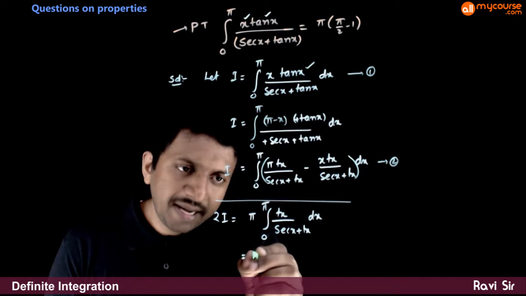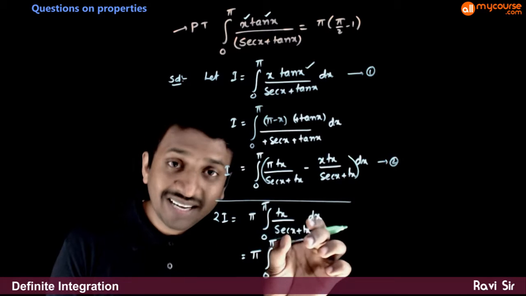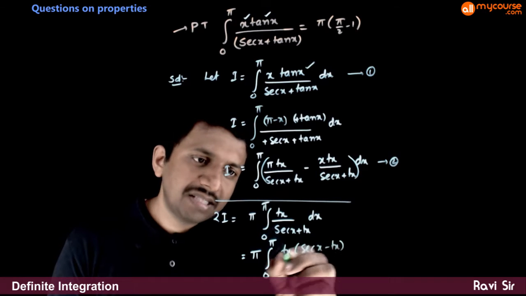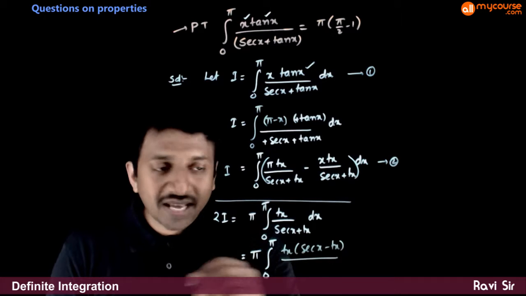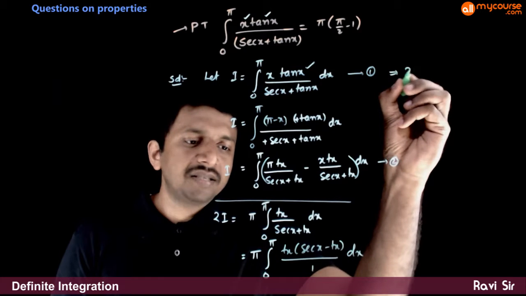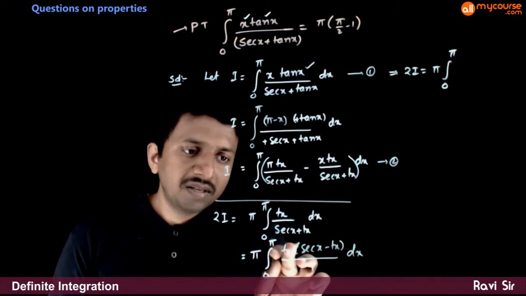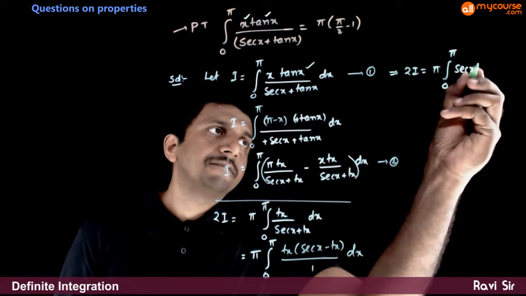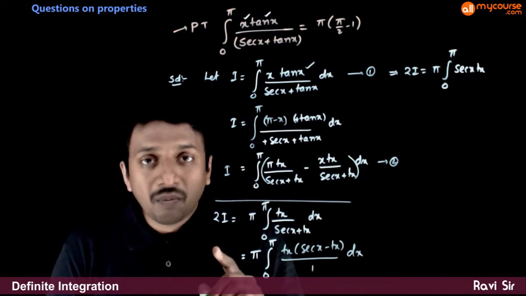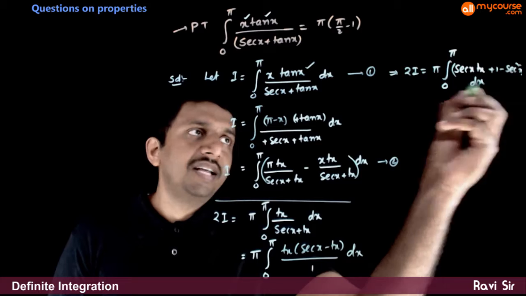So that is equal to pi times the integral from 0 to pi. If I multiply numerator and denominator by secant x minus tan x, I get tan x into secant x minus tan x by secant square x minus tan square x, which is equal to 1, dx. So this implies that 2I is equal to pi times the integral from 0 to pi of secant x tan x minus tan square x. Minus tan square x is 1 minus secant square x. So plus 1 minus secant square x dx.